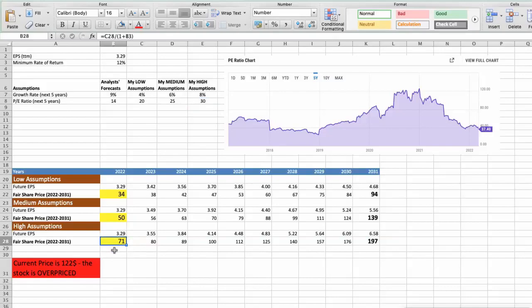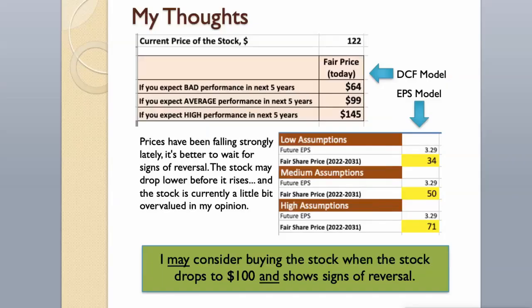As you can see, today the stock is overvalued, $122, even if we expect the company's high performance in future. Prices have been falling strongly lately. It's better to wait for signs of reversal. The stock may drop lower before it rises. And the stock is currently a little bit overvalued in my opinion.